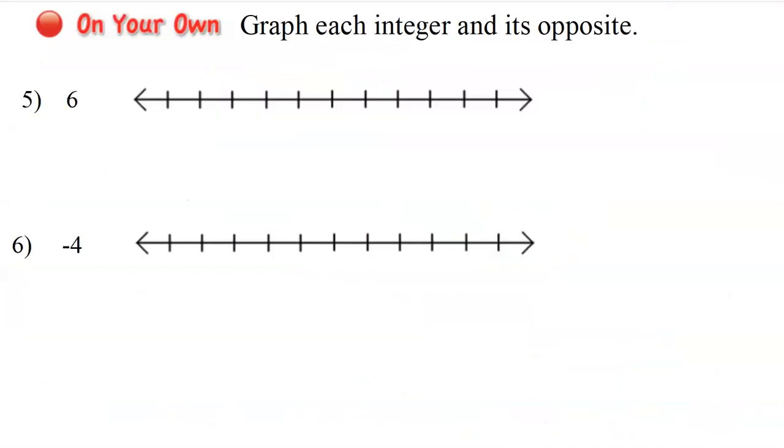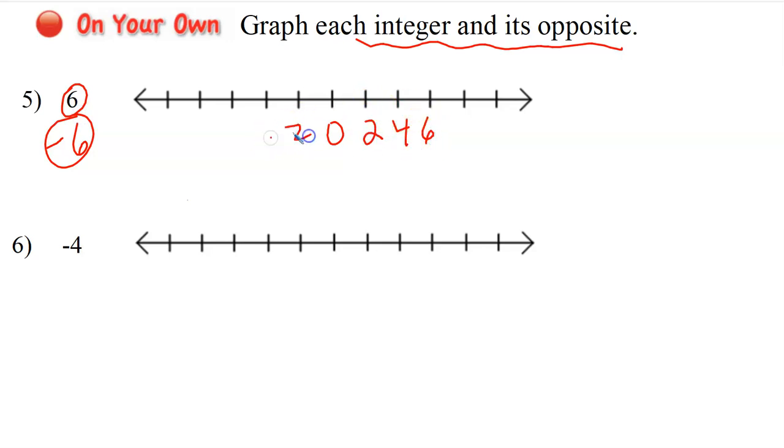Okay, last part is the OYO. Pause the video, try the OYOs, then unpause. You're graphing an integer and its opposite, which means you're always going to start with 0 in the middle. Okay, so I have to graph 6 and -6. So I could count by 2s, 2, 4, 6, -2, -4, -6. I put a closed circle on -6 and +6.